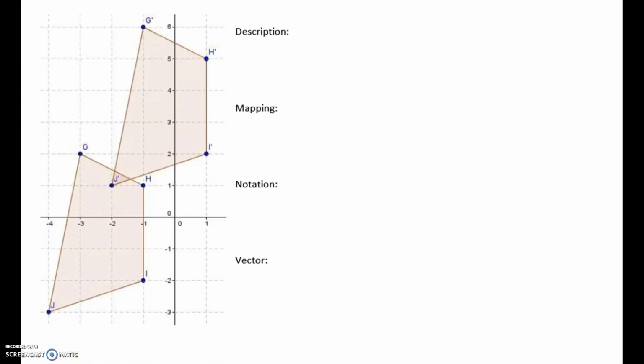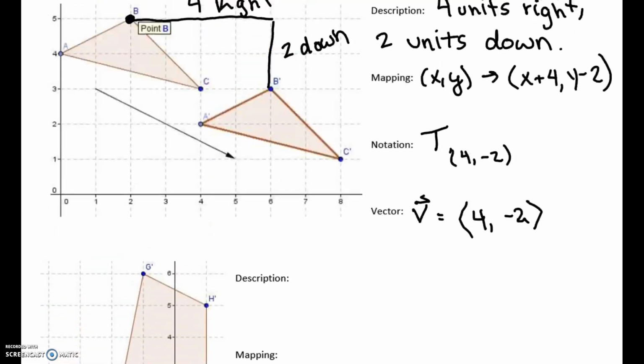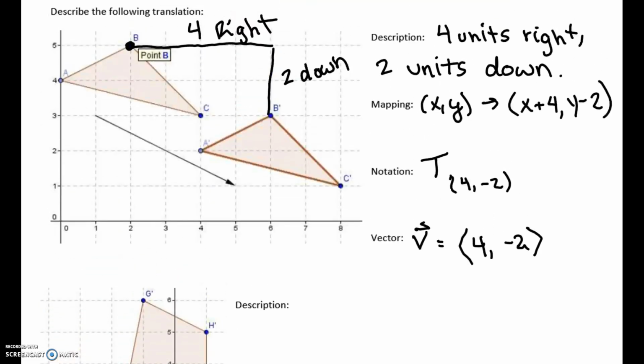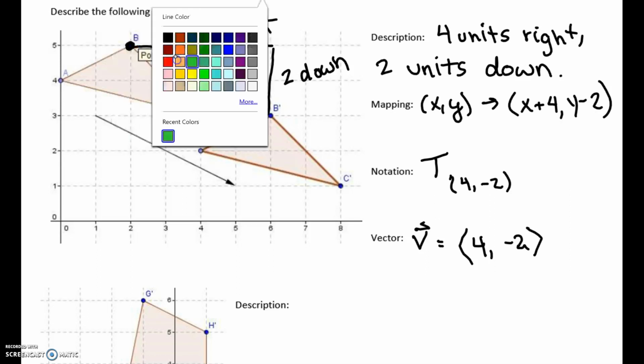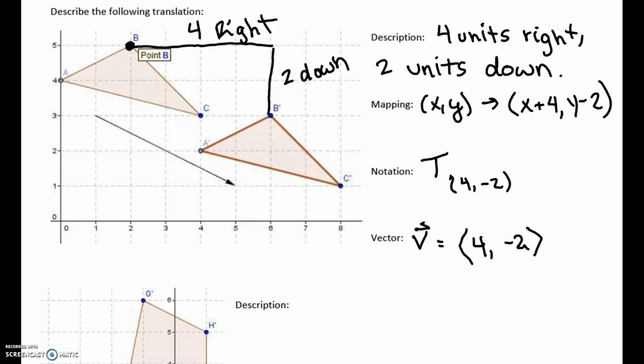So now take a look at and back up here, you can see that every single point undergoes that same change. So here my A value went 4 right, 2 down, and my C value went 4 right, 2 down. Every single point maps the same distance and direction.